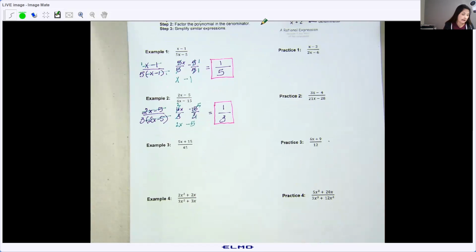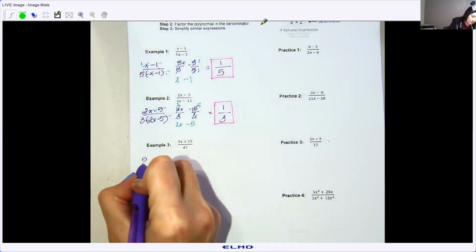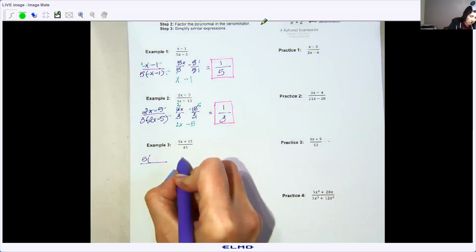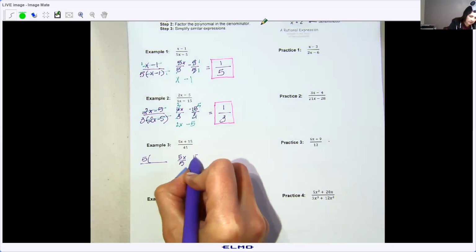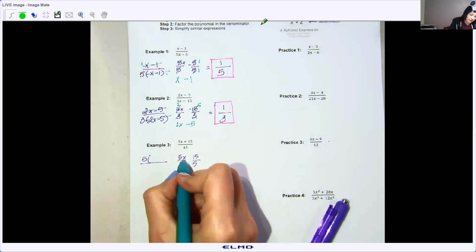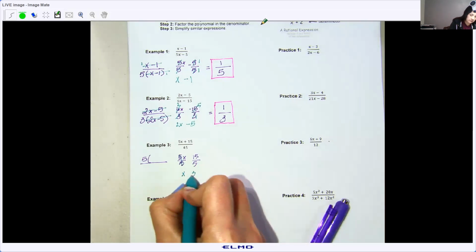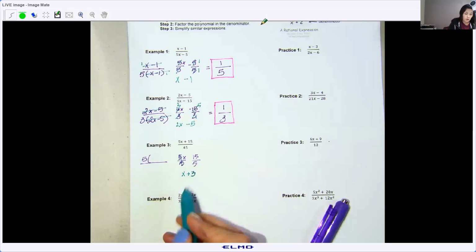So in looking at this, I can see that my numerator can be factored. So the greatest common factor between 5x and 15 is 5. Okay, so I'll write that as 5. And then I'll start my parentheses. So 5x divided by 5 and 15 divided by 5. Okay, so with 5x over 5, those cancel out and I'm just left with x, and then 15 over 5 is 3 and that's positive. So that will go inside my parentheses.